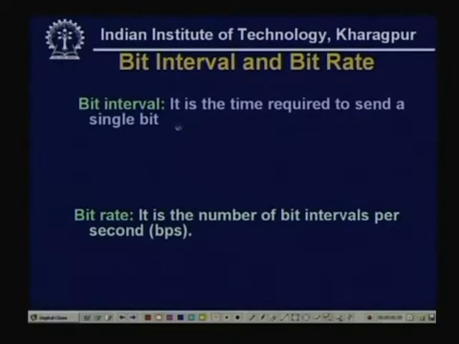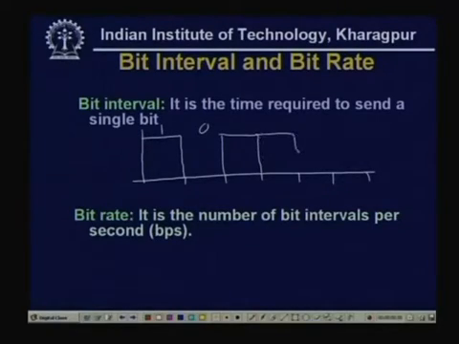For example, bit interval is the time required to send a single bit. For example, this is a digital signal, say this is 1. These are the intervals, say 1, 0, and then it can be 1, 1, and this interval is essentially the bit interval.